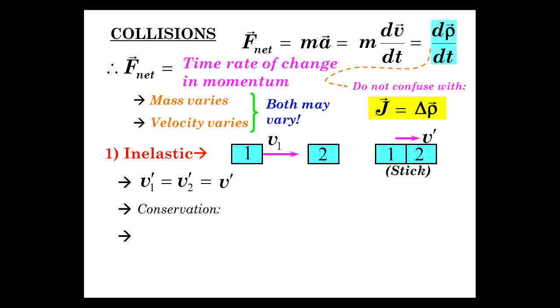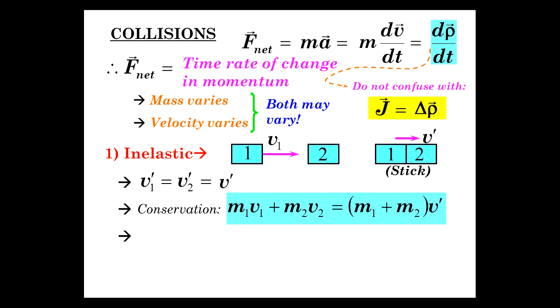Conservation of momentum says that the momentum before and after is the same. So there's the momentum before, m1v1 plus m2v2, is (m1 plus m2) v prime, since both masses are moving at this new velocity.